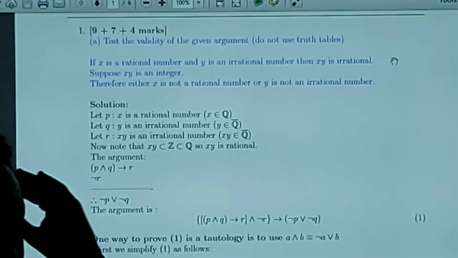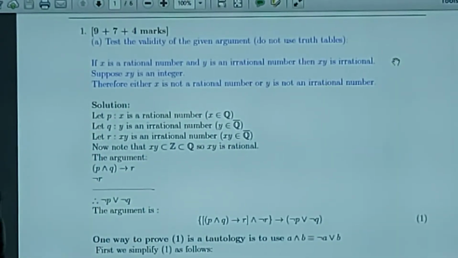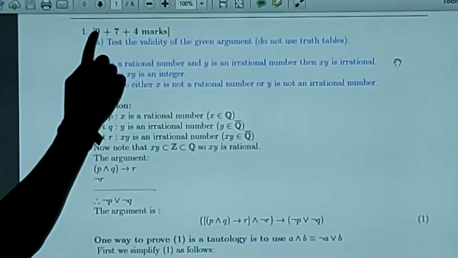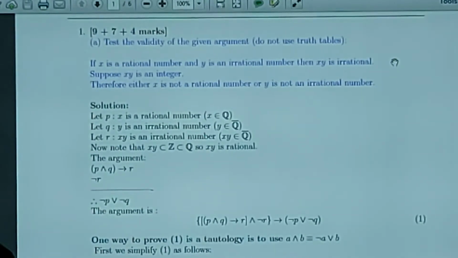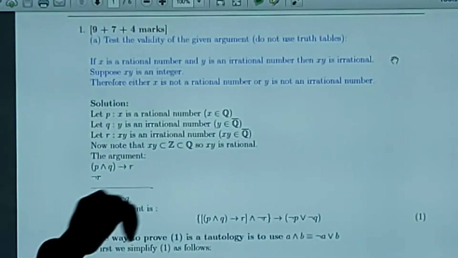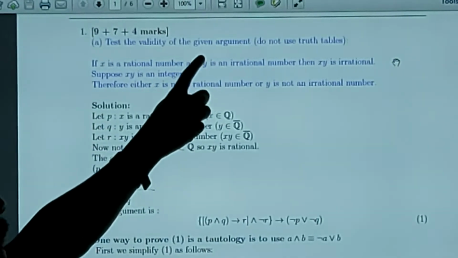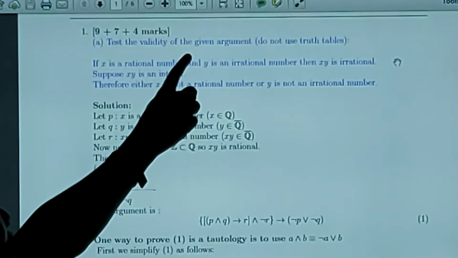Now remember, whatever you've written has to be proportional. It must make sense to the marks that correspond. You cannot write 3 lines and expect to get 9 marks. It's not possible, it doesn't make sense. Anyway, what was the question asking? Test the validity of the given argument. Do not use truth tables.